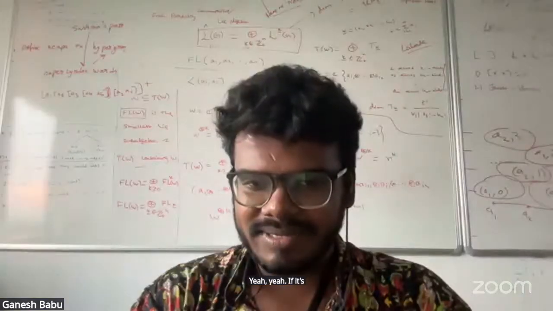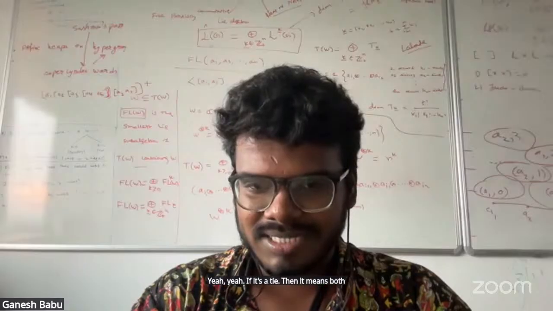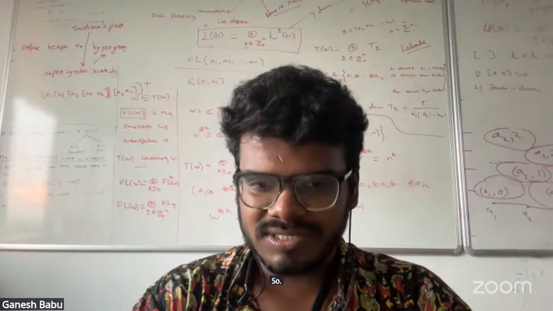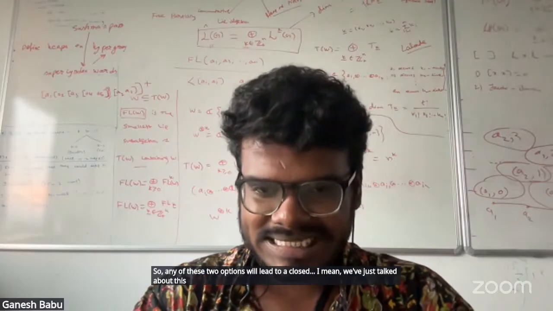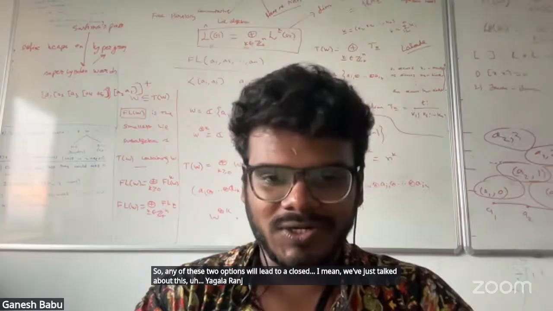If it's a tie, then it means both squares have the same smallest degree. So any of these two options will lead to a closed tour. I mean, we've just talked about this. Yegal or Ranjit, what do you want to ask?